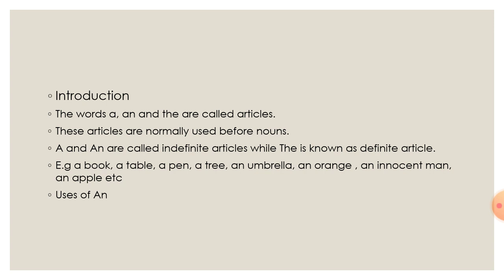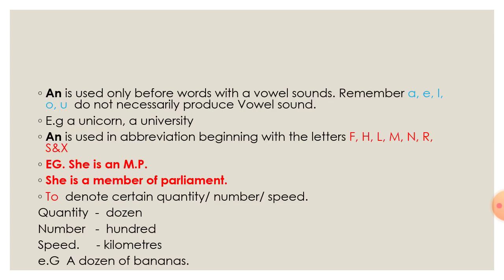Uses of an. An is used only before words with a vowel sound. Remember, a, e, i, o, u do not necessarily produce a vowel sound. Here, the choice between the two indefinite articles a and an is determined by sound. Words beginning with consonant sounds precede a, and words beginning with vowel sounds precede an. There are some special cases also, for example, a university, a unicorn, a useful book, etc.